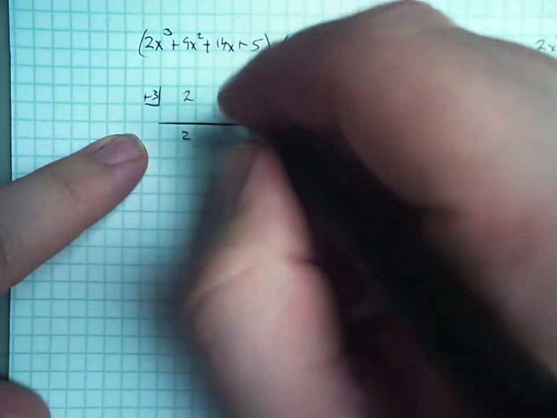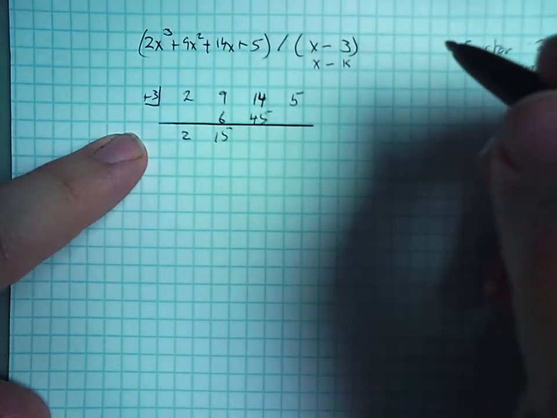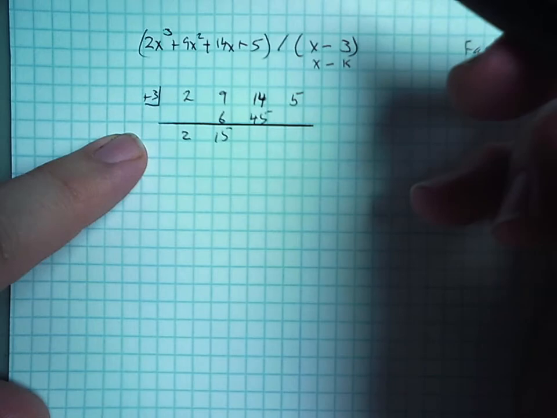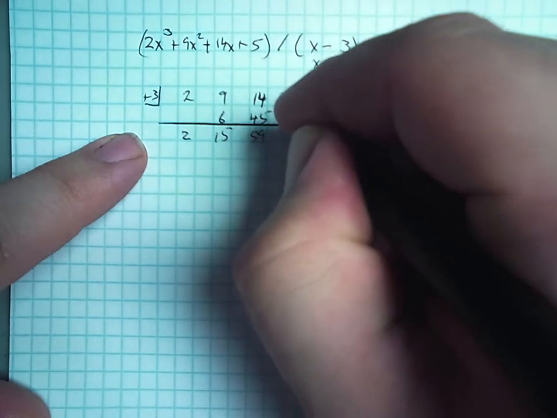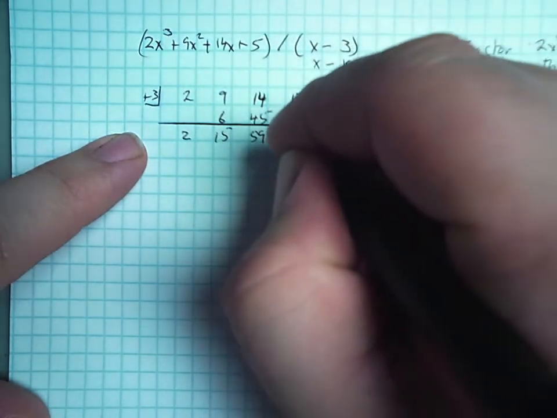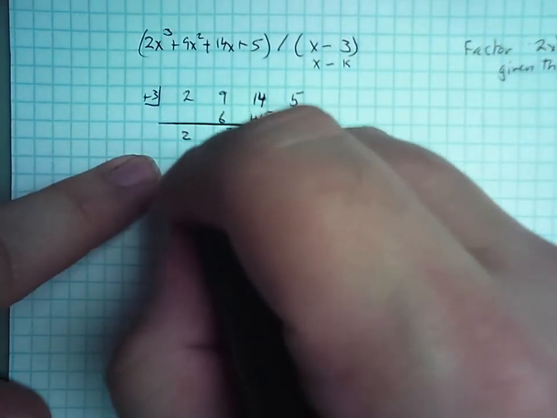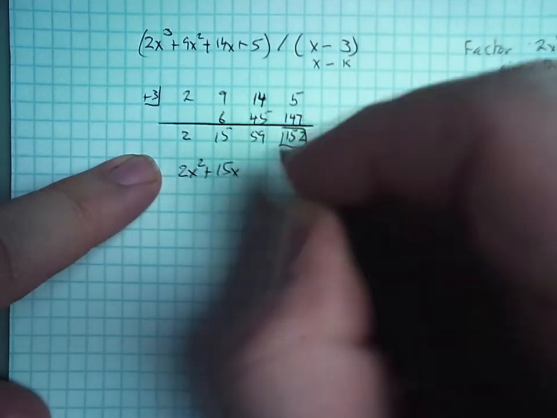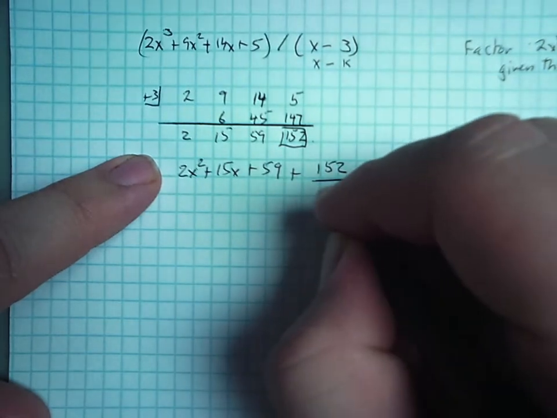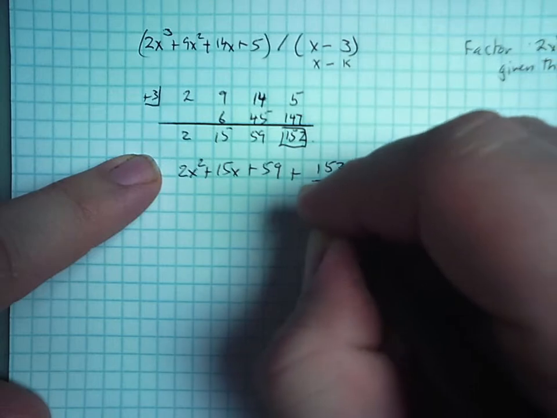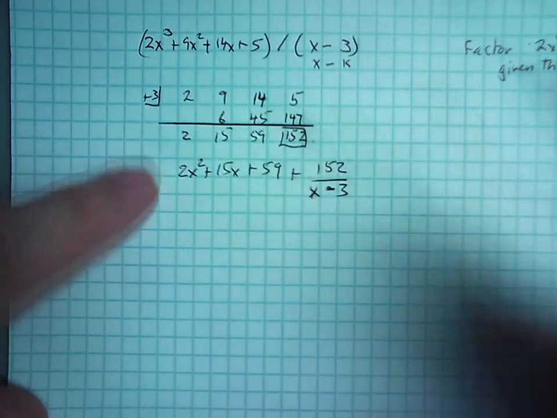So bring down the 2. 2 times 3 is 6. When I add there, I get 15. 15 times 3 is 45. Oh, this is going to be really big. 14 and 45 is 59. 59 times 3 is 147. When I add 5, I'll get 152. So that's my remainder. This is 2x squared plus 15x plus 59 with a remainder of 152 over x minus 3. So there's synthetic division again. Just add, multiply all the way through.